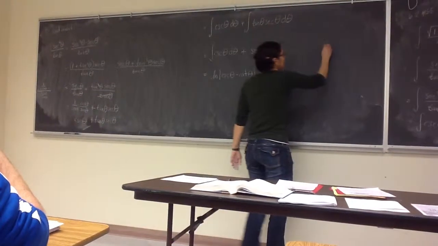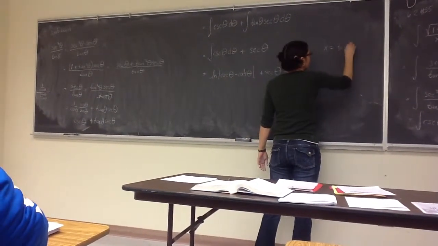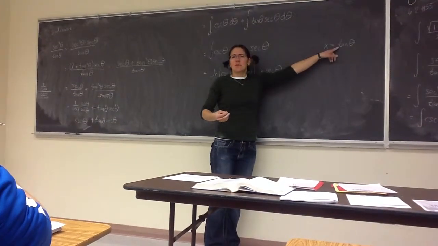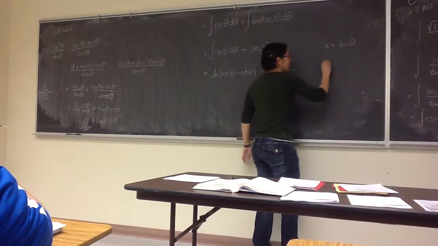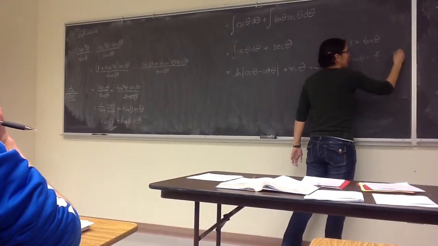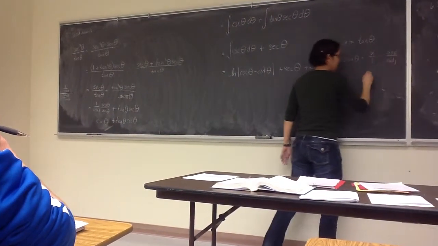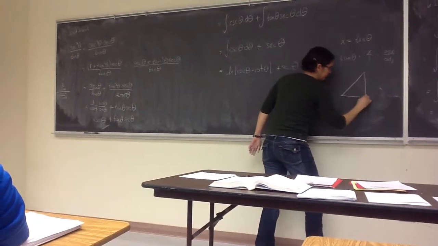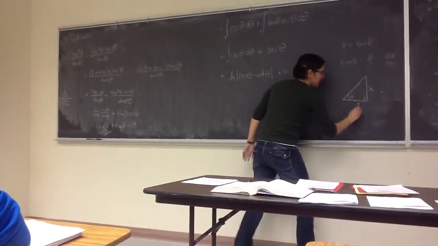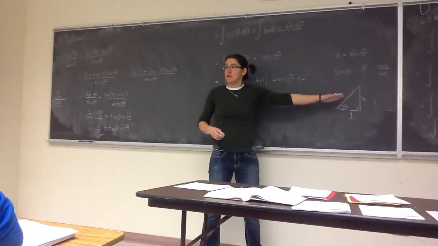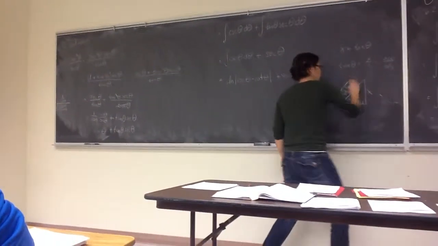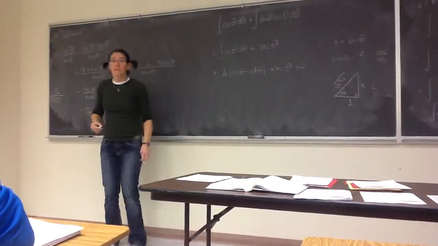So what did we do? We said that x was equal to tangent of theta. I have no number in front of the tangent, so I can really think of this as tangent of theta equals x over 1. This is my opposite over my adjacent side on my triangle. My opposite side is x, my adjacent side is 1, and that tells me my hypotenuse, by the Pythagorean theorem, is the square root of x squared plus 1.